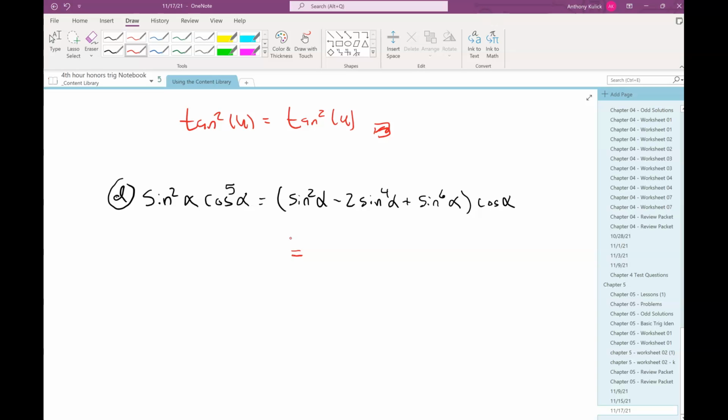Well, if thinking about the eye on the prize, I'm going to have a cosine left over at some point. I'm just going to need 4 more of them. I don't think that distributing the cosine in is going to really help that. I mean, you could if you want to, but I would recommend against it. You see what I'm saying, Lexi?